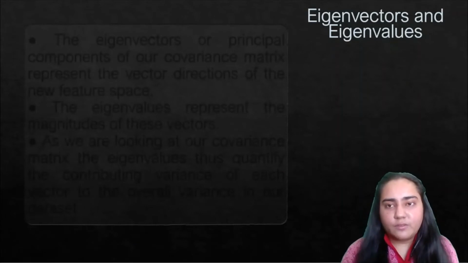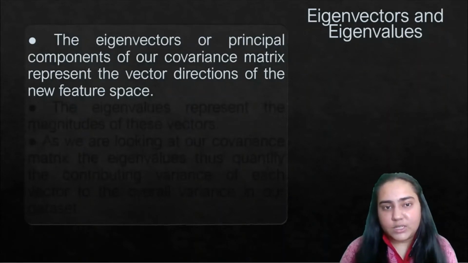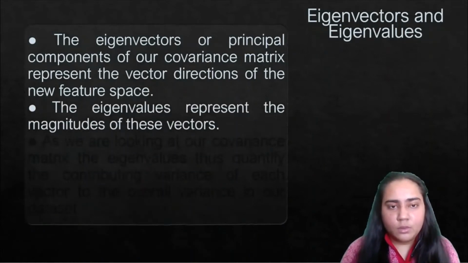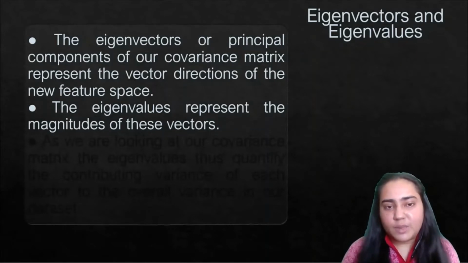Now, what are eigenvectors and eigenvalues? Here I'm going to explain it mathematically. Later I will explain it intuitively. So, eigenvectors or principal components of our covariance matrix represent the vector directions of the new feature space. New feature space is the space that we've calculated now after performing PCA. The eigenvalues represent the magnitude of these vectors.